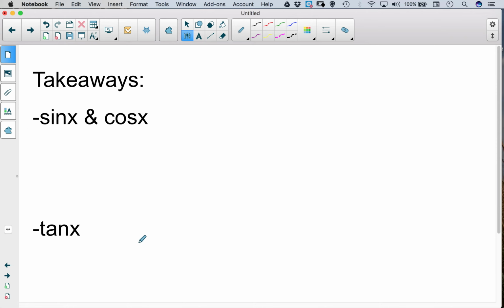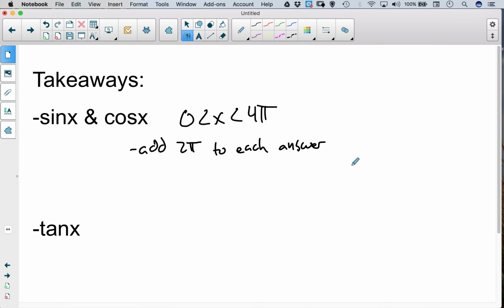A couple of takeaways here. When we're dealing with sine x and cos x, and in particular when we're dealing with domains that are greater than 2 pi, we're dealing with 4 pi domains now, we will add 2 pi to each answer that we already have. So we add 2 pi to each answer when solving on 0 to x to 2 pi. So once we solve our answers for the original domain we usually do between 0 and 2 pi, we add 2 pi to each answer.